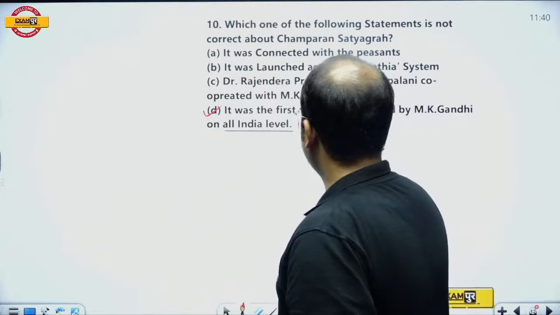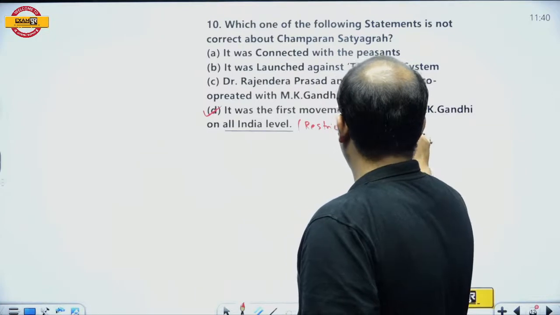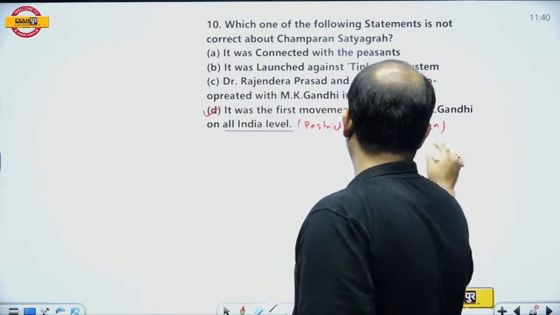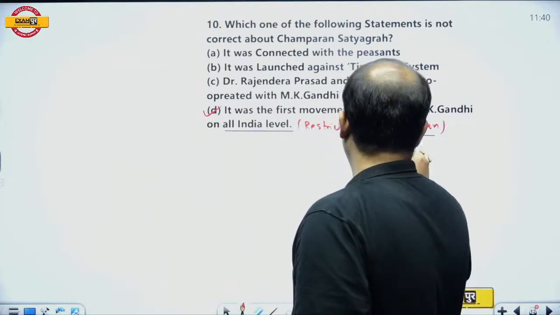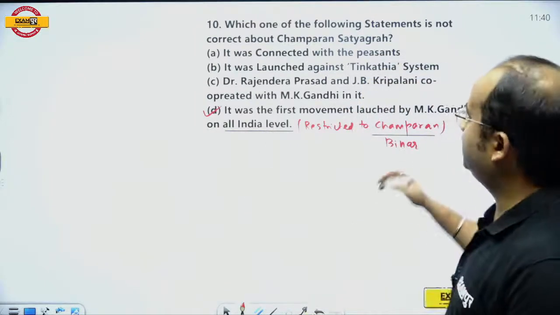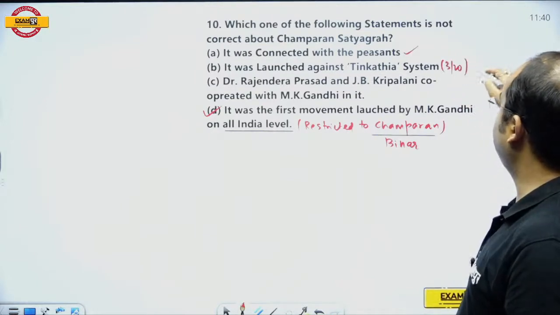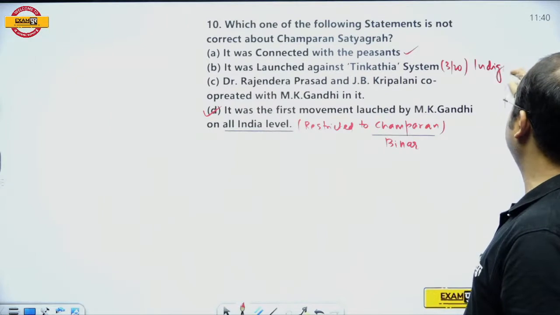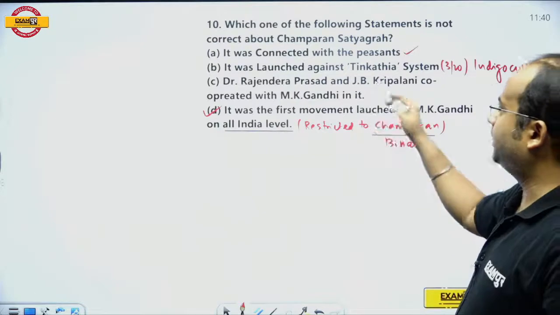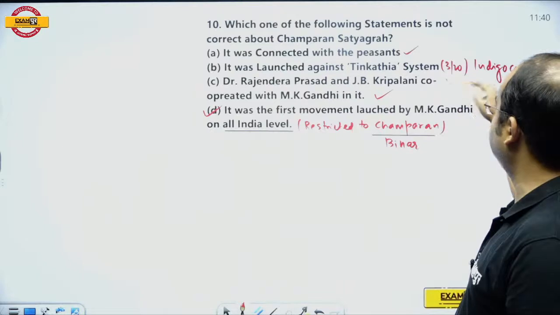The reason is this: it was restricted to Champaran, that is Bihar. It was not at all India level, my dear student. It was connected with peasants. That is correct. It was against the Tinkatia system, that is 3/20th part of the land, indigo cultivation. Dr. Rajendra Prasad and J.B. Kriplani cooperated with Mahatma Gandhi. That is also correct.